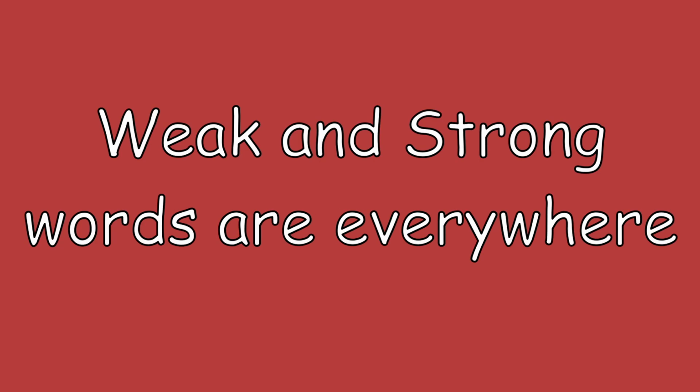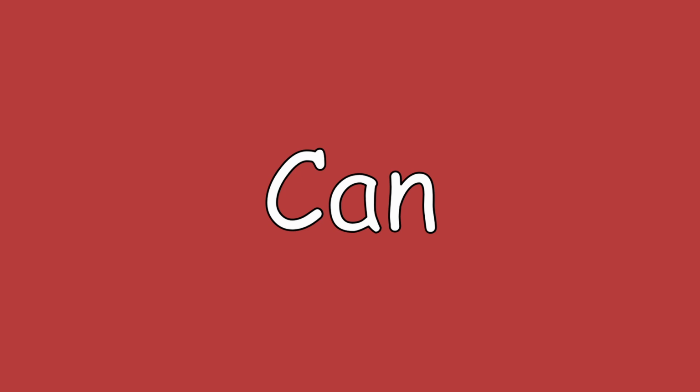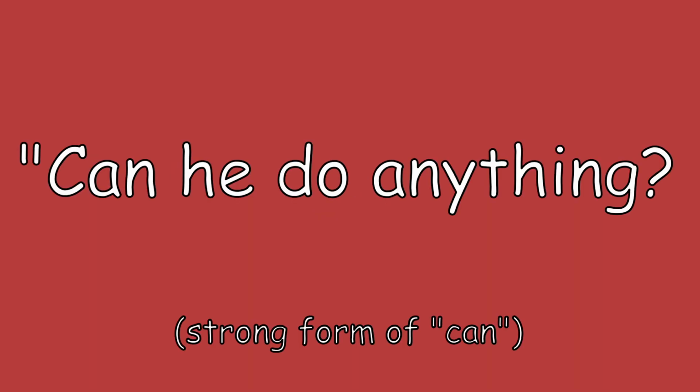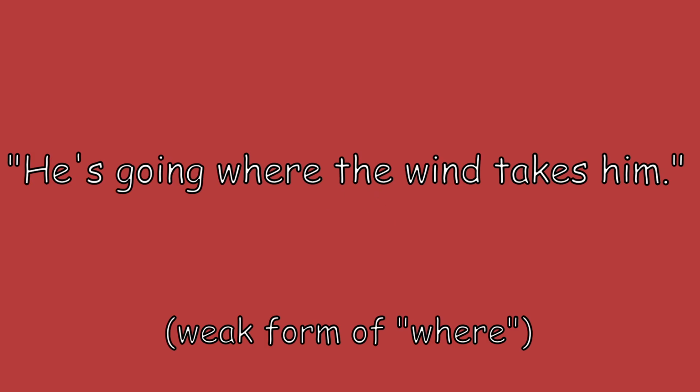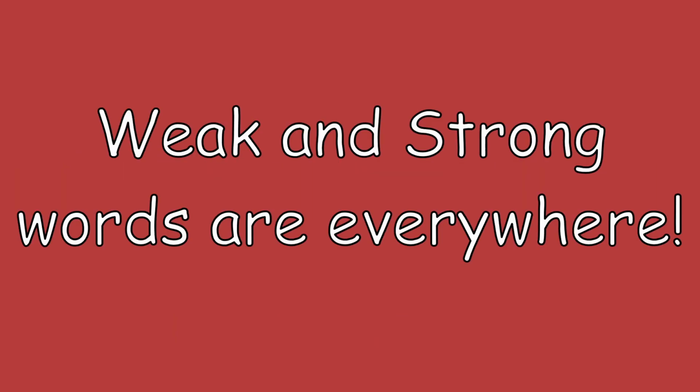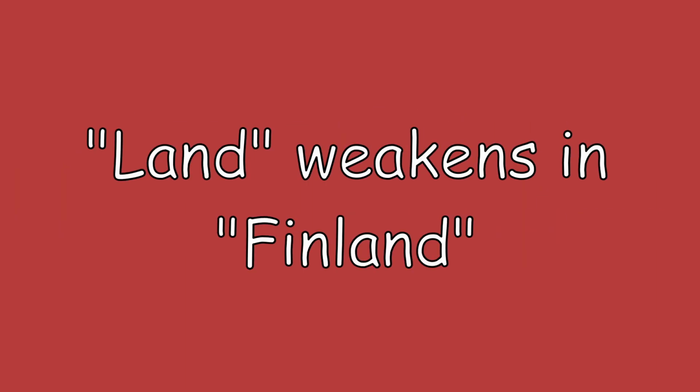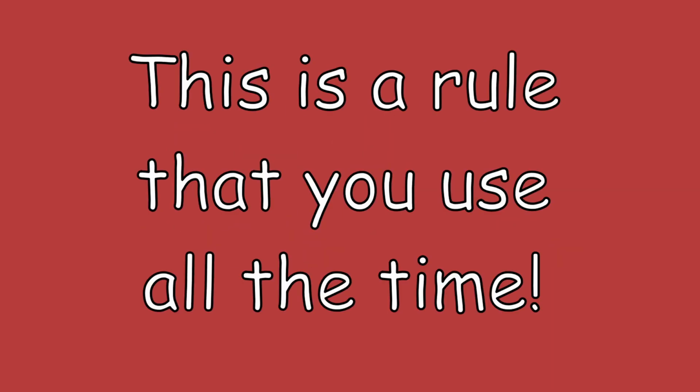Weak and strong forms can be used for so many different words. More examples include the word can and he can do anything versus can he do anything? Or the word where and where is he going versus he's going where the wind takes him. A lot more types of words can have weak or strong forms depending on different reasons. I'm not going to go too in-depth into each difference and the reasoning in this video, but just know that this is a thing and that you might be unaware of it.